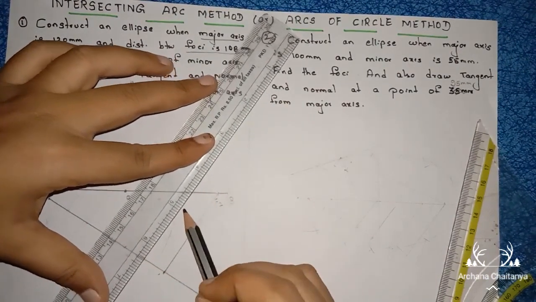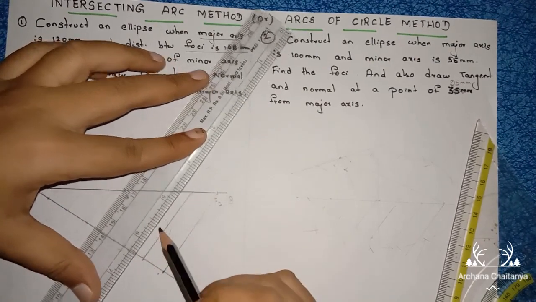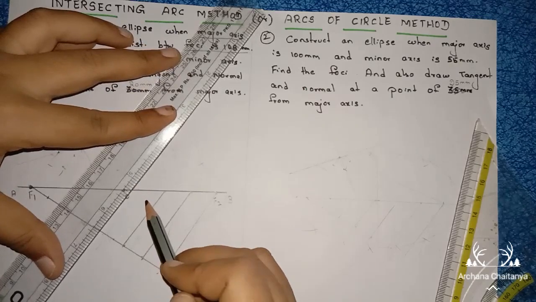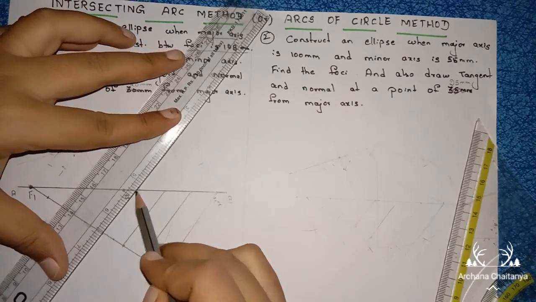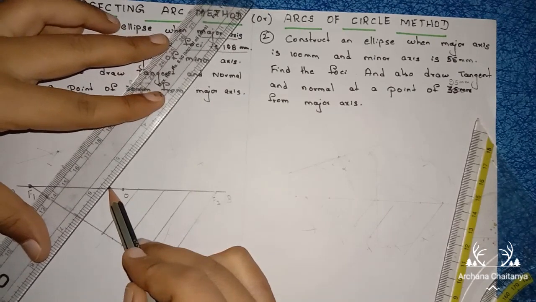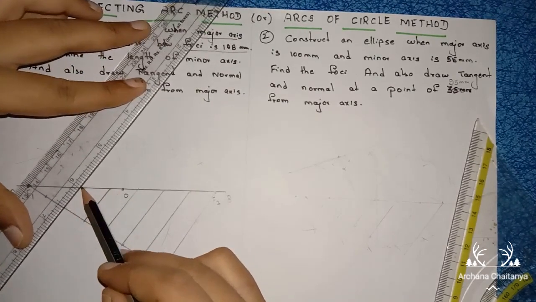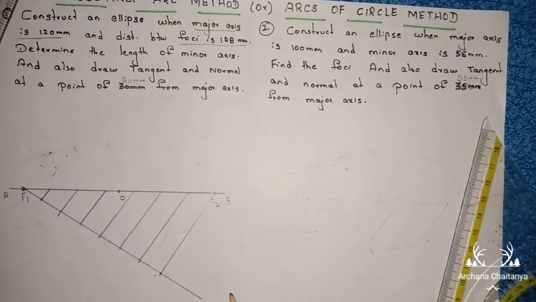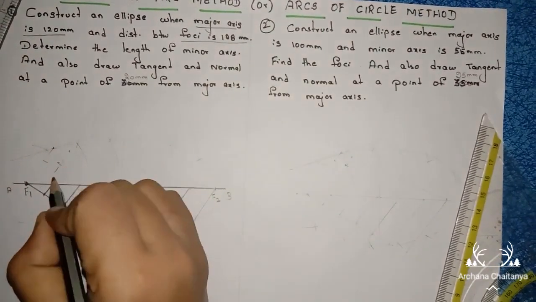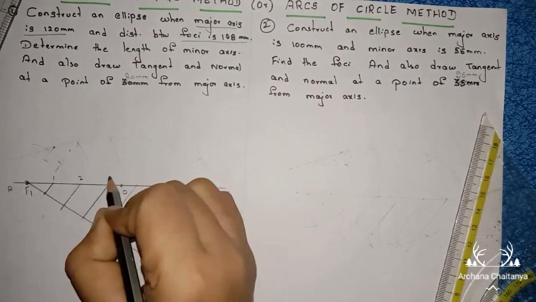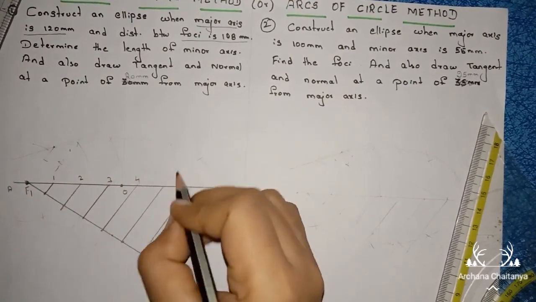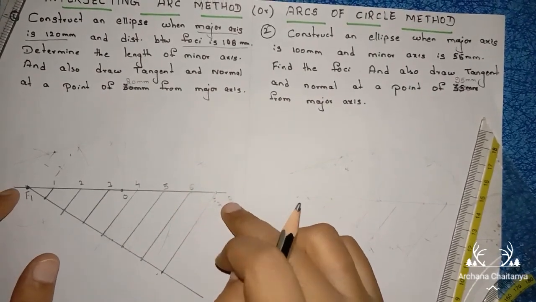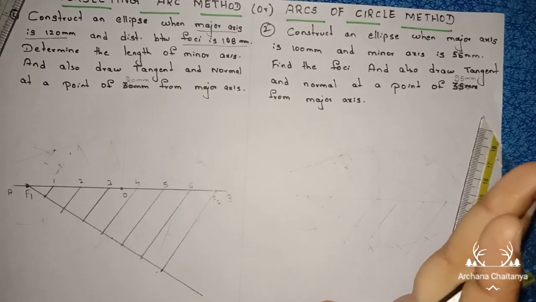Draw parallel lines from every point. You can draw parallel lines with the help of set squares also. So mark 1, 2, 3, 4, 5 and 6. Don't give numberings for F1 and F2.